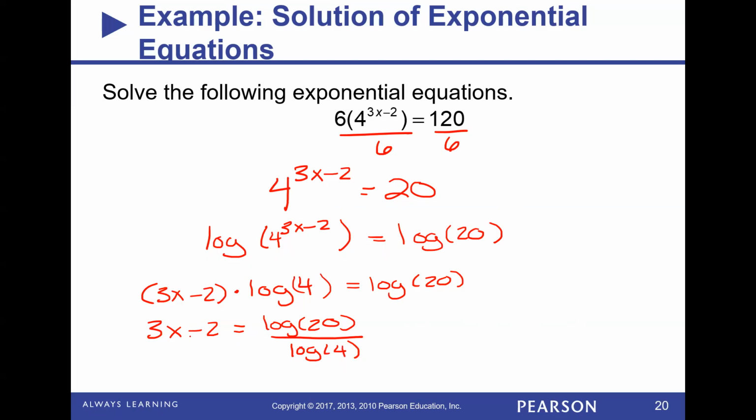At this point, I can solve for x. Treat this just like a big number. So I'm going to start by adding 2 over. This is going to become plus 2 over here. And then now I can divide by 3. Again, I just divide the whole thing by 3.